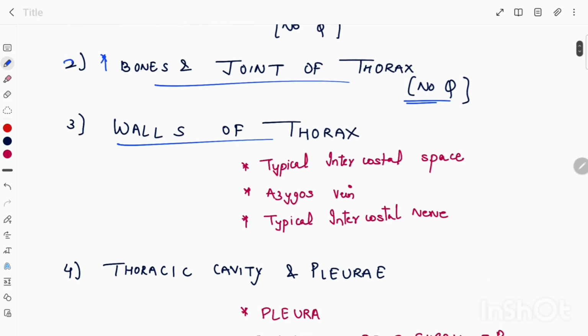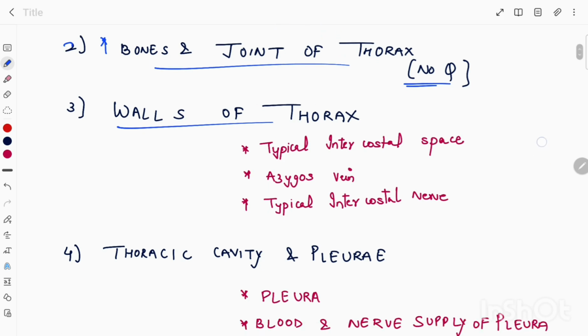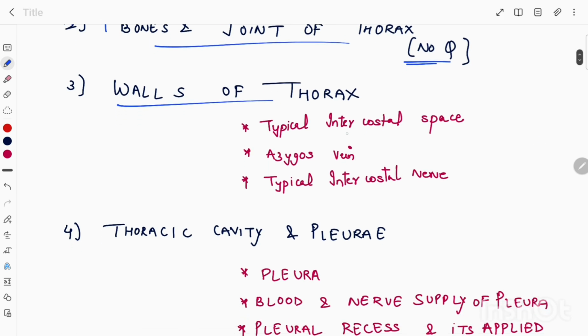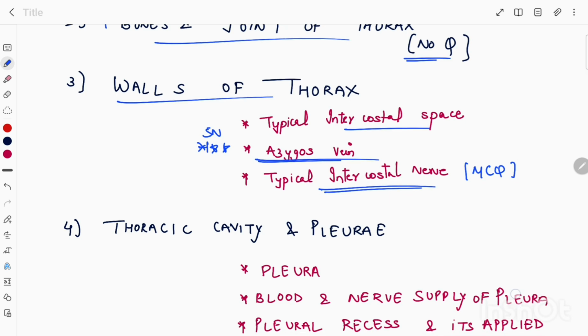Then comes the wall of the thorax, the third chapter. In this, one question can be asked like the typical intercostal space. The very important one is the azygos vein. You should prepare a short note on the azygos vein. It's very important. In any way, you will get a question on this. Then there is the typical intercostal nerve. That is an important topic. You can get an MCQ on it, and not rarely, you will get a short note on that.